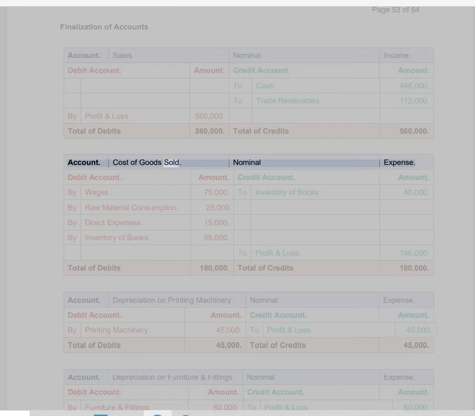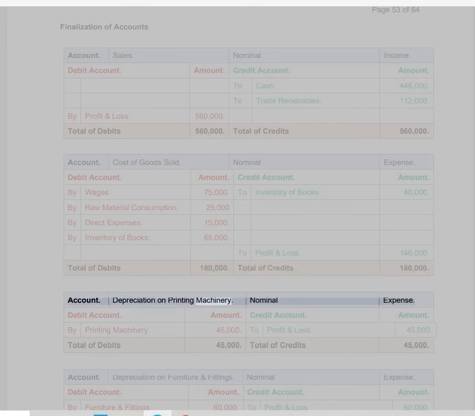Account: cost of goods sold. Nominal expense. Debit account, amount. Credit account, amount. By wages, 75,000, to inventory of books, 40,000, by raw material consumption, 25,000 by direct expenses. 15,000 by inventory of books, 65,000 to profit and loss. 140,000, total of debits 180,000. Total of credits 180,000.